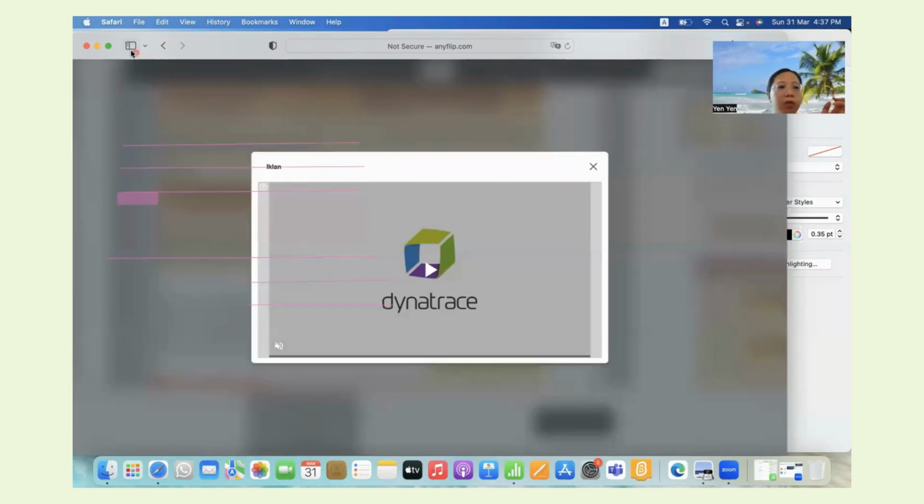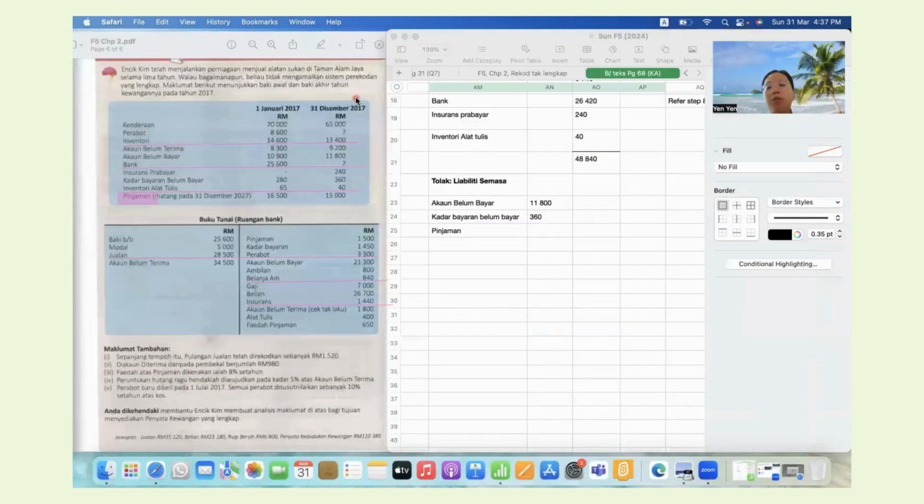When you studied Form 4 for the final exam, the pinjaman was almost 100% under LBS. But now for your pinjaman, some certain figure is under liability semasa and some certain figure under liability bukan semasa. So please take note here. Now, how to do it?